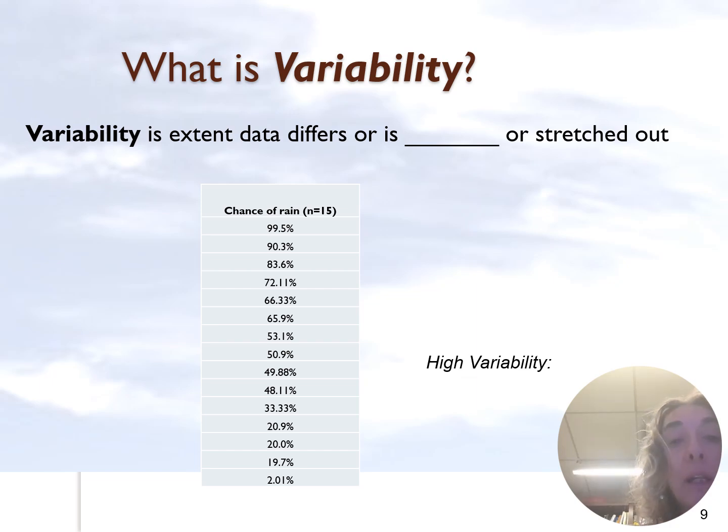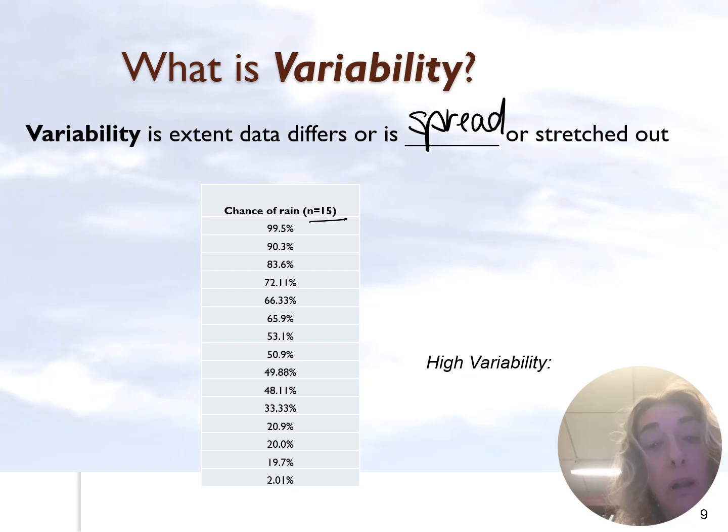What is variability? Variability is the extent to which data differs or is spread or stretched out, okay? So let's look at this set of data right here. There's 15 data items, so n equals 15, okay? And let's say that these pieces of data represent chance of rain, let's say at perhaps different locations in the United States on a given day. Okay, there's a lot of variability in this data.